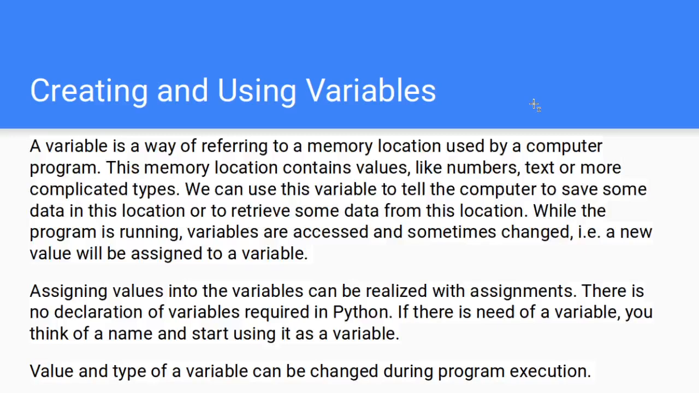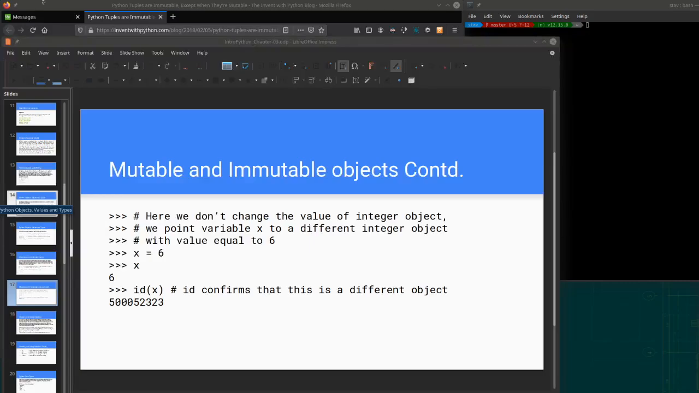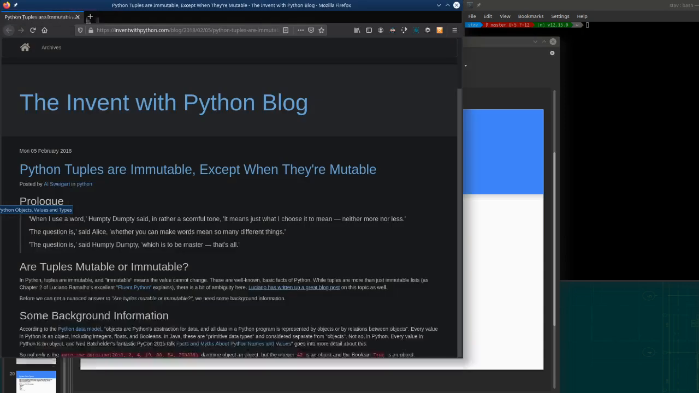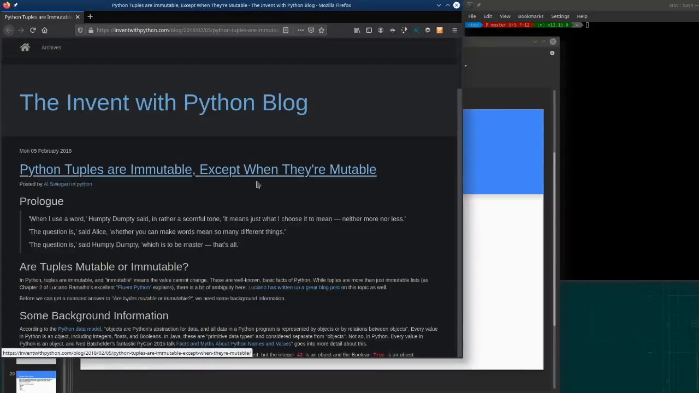Creating and using variables. A variable is a way of referring to... and before we get too far down the list, let me talk about mutable and immutable objects for a second. Let's look at this article from the Invent with Python blog from 2018. Now, this is a pretty good article here, posted by Al Sweigart.